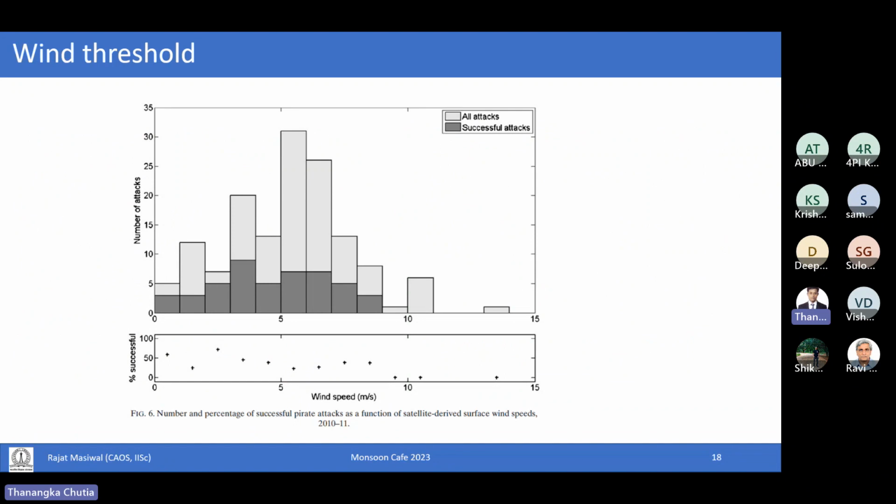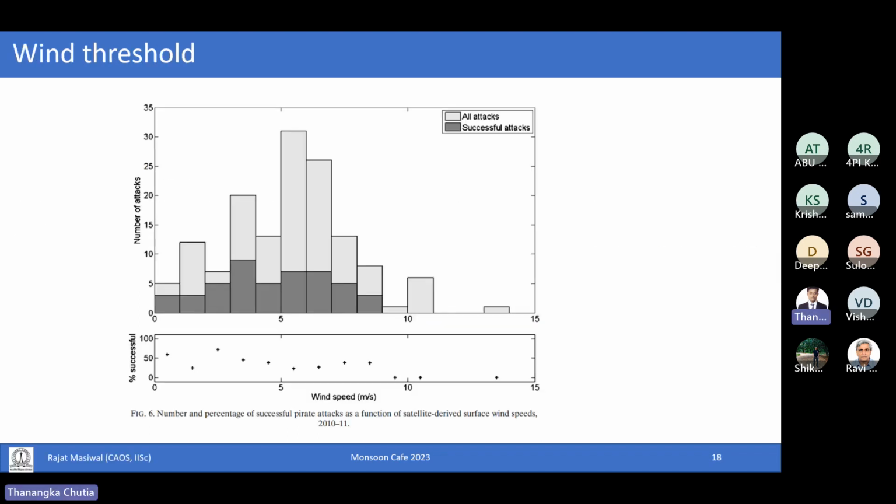This study also asked if there is a threshold after which the pirates stop attacking. And it turns out, at least in the data, there is a threshold of 9 meters per second. This histogram shows the wind speed and the number of attacks. The dark shadings are successful attacks, whereas the normal plots are all the attacks. There are some brave pirates who, even at very high wind speeds, try to attack the ships, but they were unsuccessful. So, in summary, after a wind speed of 9 meters per second, there are no successful attacks in these 2 years of data.